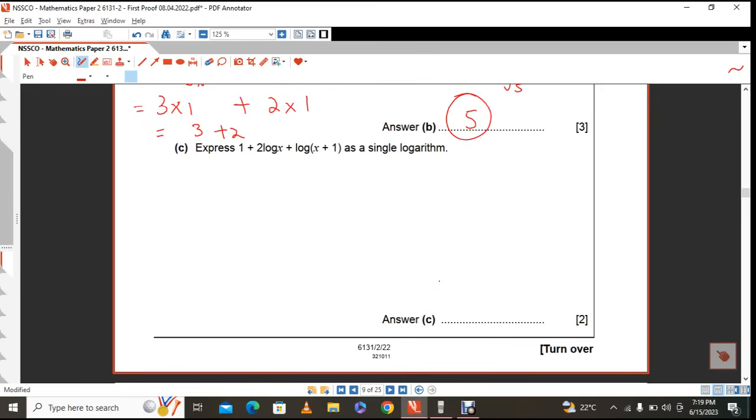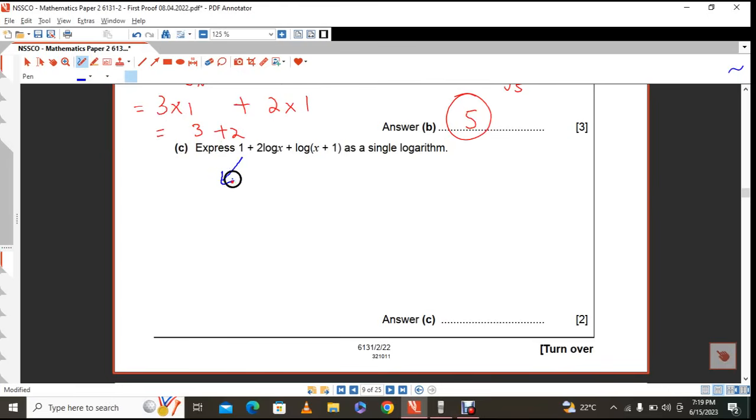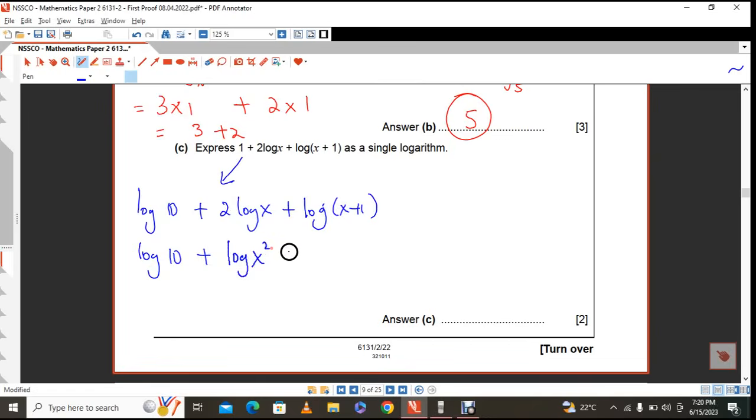We need to express this as a single logarithm. Now, one of the things that is very important here is that the number 1 can be written as log 10, because I just said log base 10 of 10 is 1, plus 2 log x plus log x plus 1. Of course, there are still some other things I need to do. I can take away these 2 and it becomes log x squared plus log x plus 1.